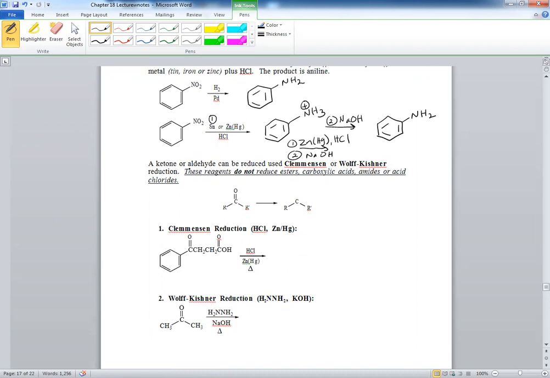A ketone or aldehyde can be reduced using the Clemmensen or Wolff-Kishner reductions. I'm not going to show you the mechanisms because they're quite complicated, so just know what these reactions yield. These reagents do not reduce esters. This is a very important statement. Nor carboxylic acids, amides, or acid chlorides. They only reduce ketones and aldehydes.